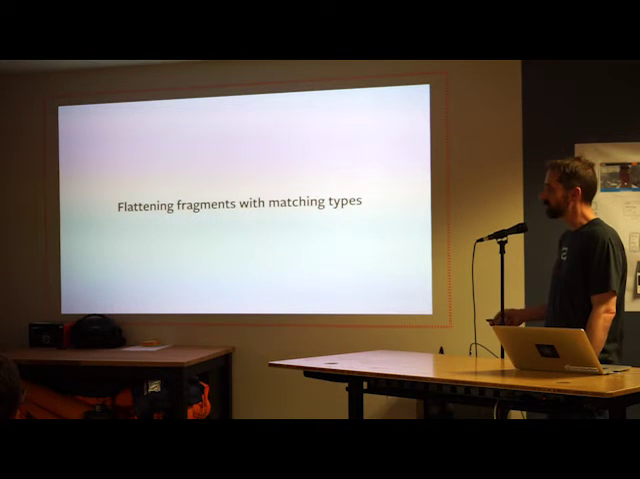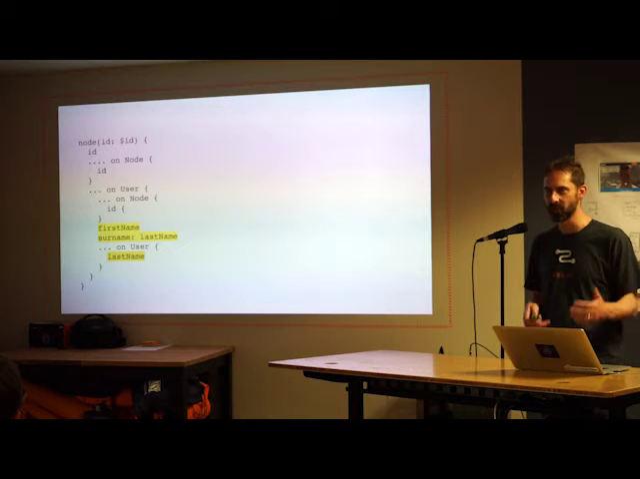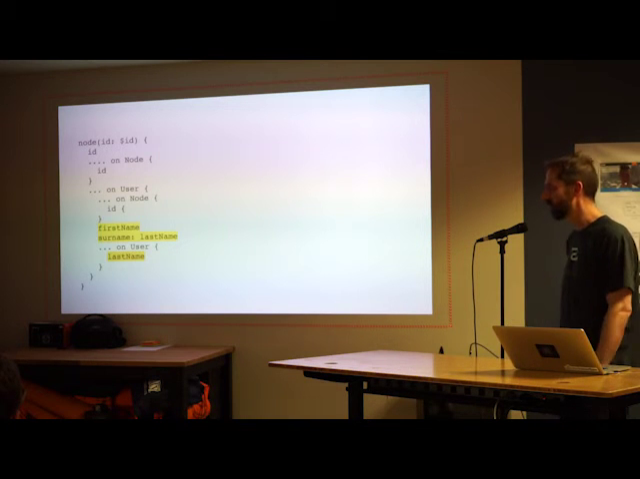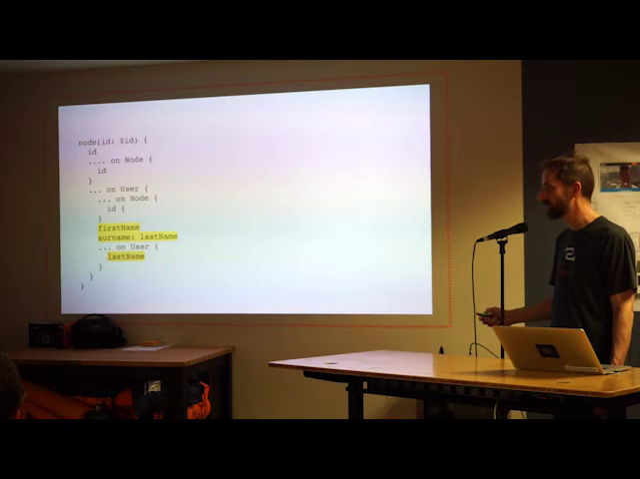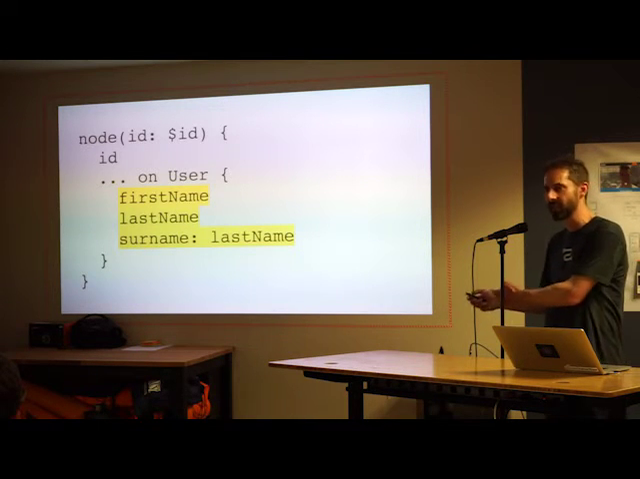Finally, we can flatten fragments with matching types. This is another one of those examples that you might not write as a human being if you were sitting down and doing it in a blob, but it can come up in practice. We have here a user spread inside a user spread. Those types match, so we can effectively hoist all that up into this, which is the kind of thing that a human being would write.